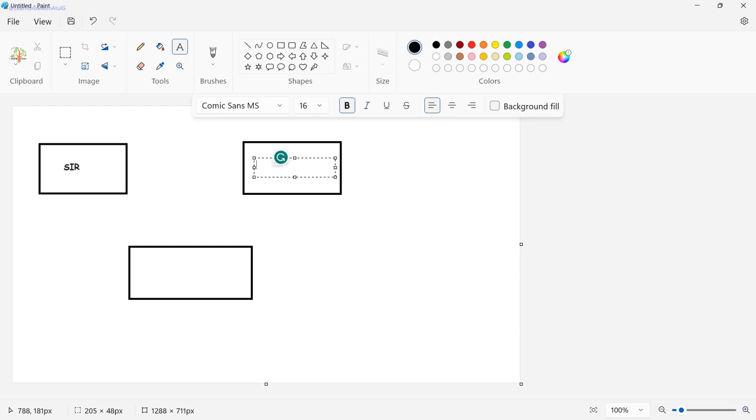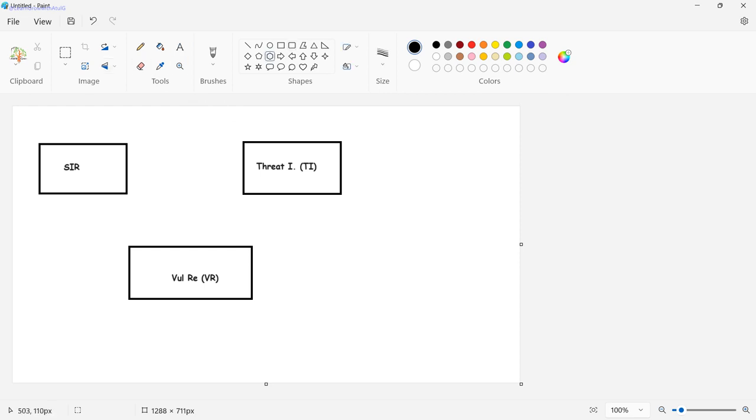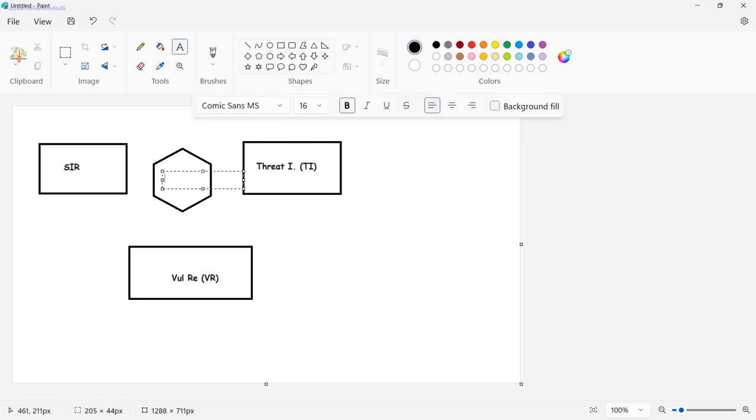This is my threat intelligence, which we call TI, and this is my vulnerability response, which we call VR. And between these three, we have security operation support. It means for this one, both sides, 1 and 2.